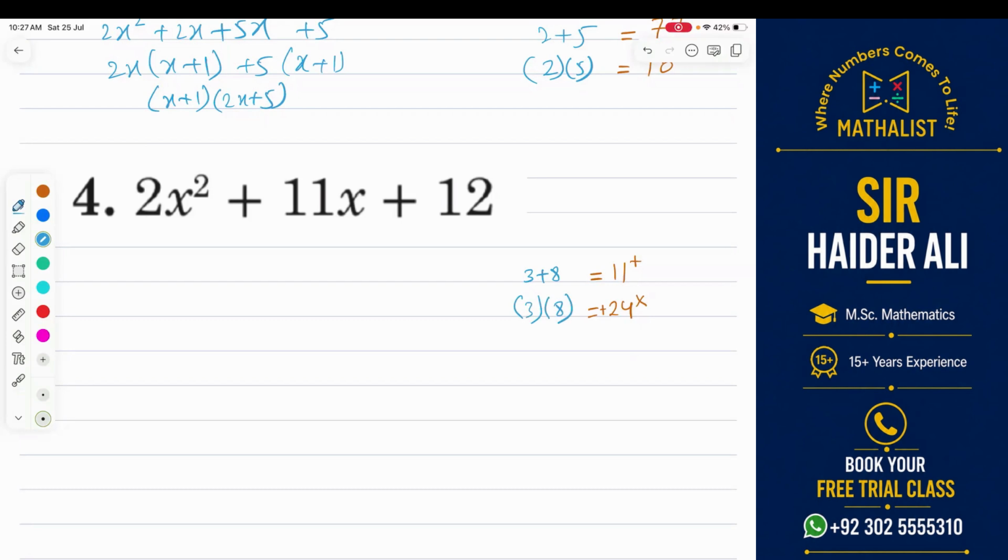First of all, take the pair, 3 multiply 8, yes, is okay, and then check. Otherwise, 4 multiply 6 is also a pair, and it is accurate. So x common, 2x plus 3, plus 4 common, 2x plus 3. 2x plus 3 common from the first term x and from the second term 4.